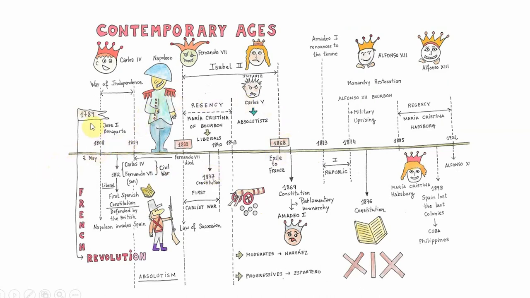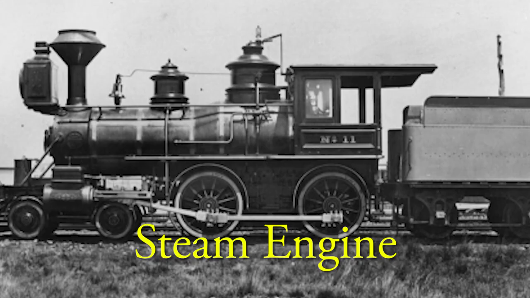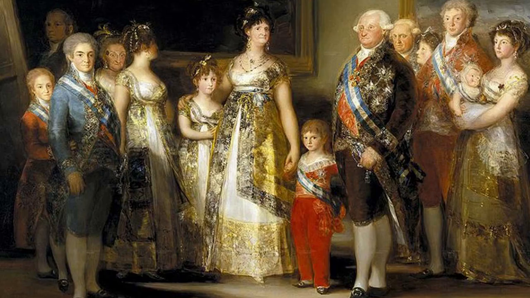Now here is a timeline of the 19th century. The contemporary ages start in the previous century, in 1789, with the French Revolution. There are 2 things that change in the world at that moment which were really important. From the technological aspect, there is the Industrial Revolution. We start to have factories, and the steam engine is invented. Carlos IV is the first king during the contemporary ages, the first king during the 19th century.